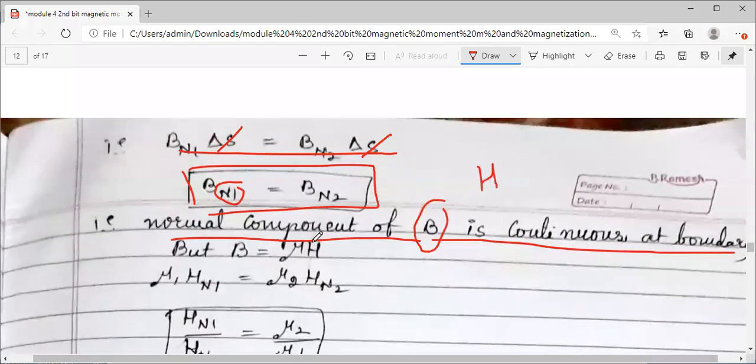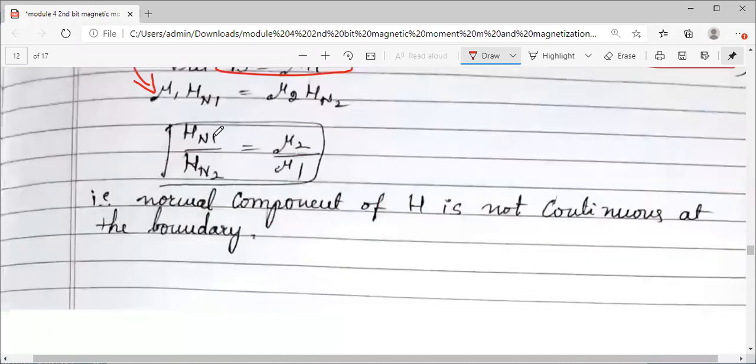Let's see what about H, because B equals mu H. From there, let me substitute it here. Mu1 Hn1 is equal to mu2 Hn2. So Hn1 by Hn2 equals mu2 by mu1. So whether H1 and H2 can be equal, they cannot be, क्योंकि दोनों मीडियम अलग अलग हैं. ये दोनों अगर सेम है तो probably आपको यहाँ पे 1 मिलेगा. That time Hn1 normal components of H are continuous, provided material सेम होना चाहिए.